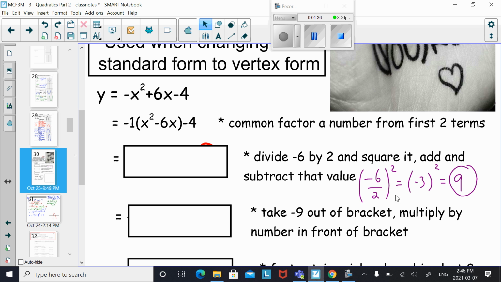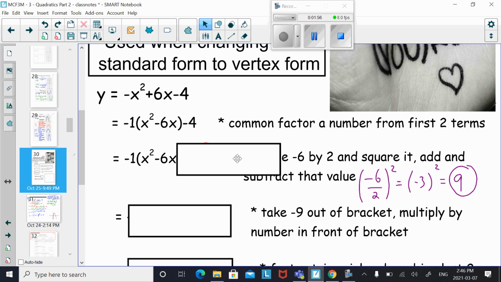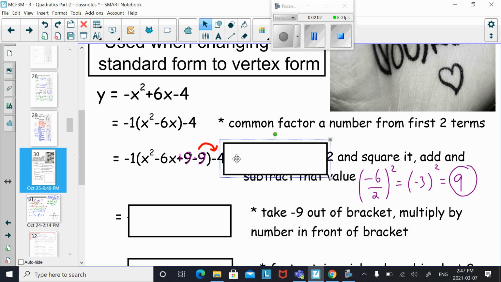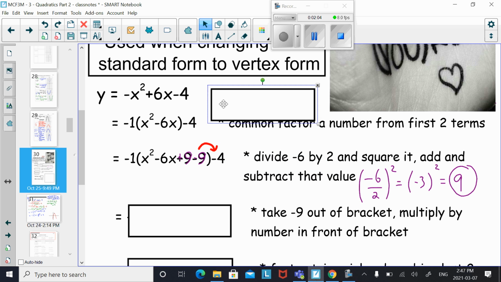So I'm showing my work on the side here what I did. I took the -6, I cut it in half, that left me with -3, and then I took that -3 and I squared it. And my answer was 9. So it says, and then you're going to subtract and add that value inside that bracket there. So this is what I had originally, and now I'm going to add and subtract the 9 that I came up with. So +9 minus 9, close the bracket, and then we have a -4 at the end.